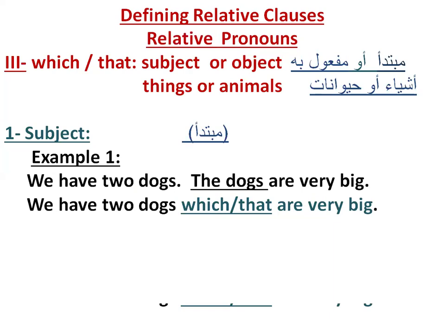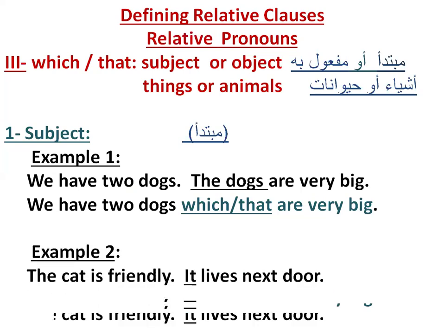The same steps apply. Where is the repeated word? The dogs. What does it refer to? It refers to an animal. The choices we have: which or that. We have 2 dogs, which are very big. Don't forget the full stop at the very end of the sentence.